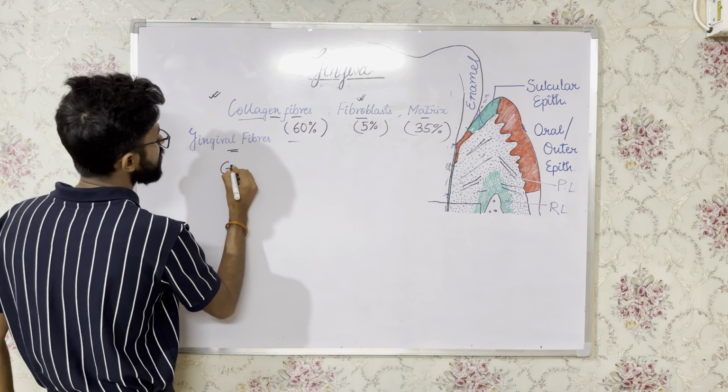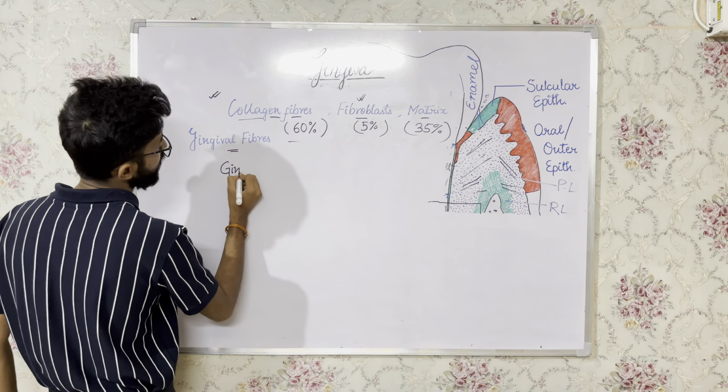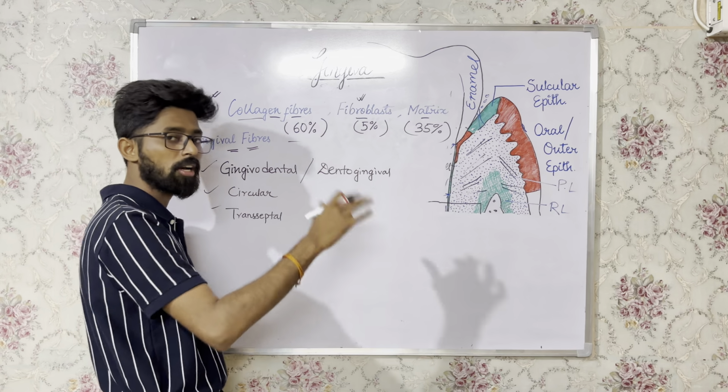One is the gingivodental, or most predominantly it is called dentogingival. Then there is the circular, right? And then there is the transseptal. We will write 1 to 2 lines about each of them and we will make a diagrammatic representation of these three types of gingival fibers, which will conclude this topic.